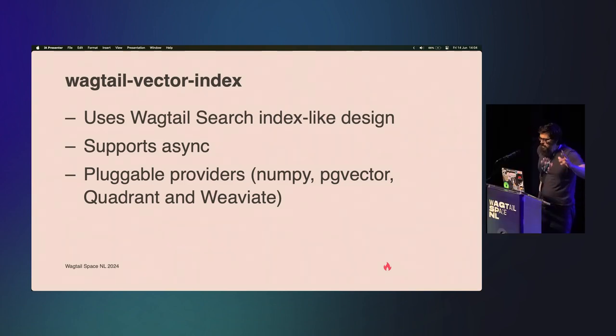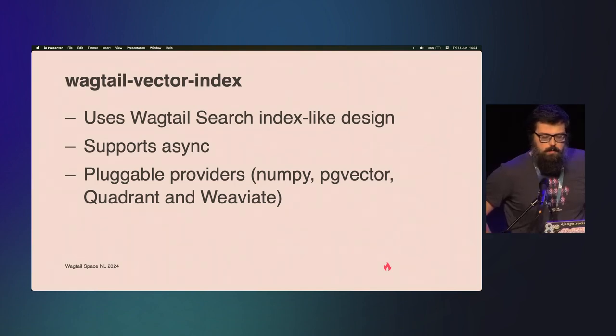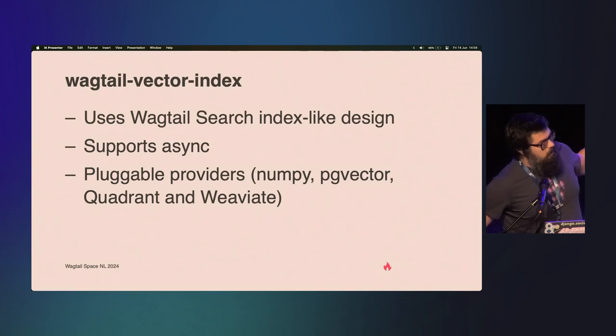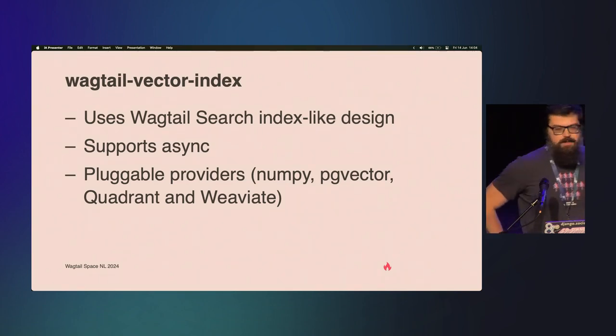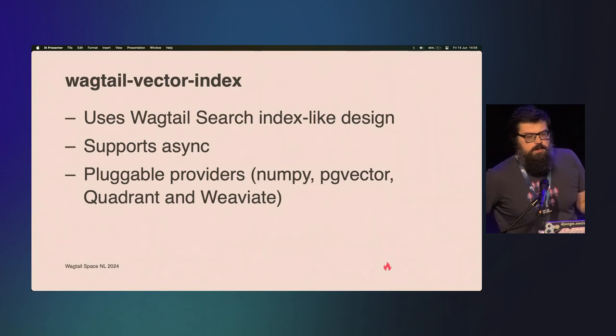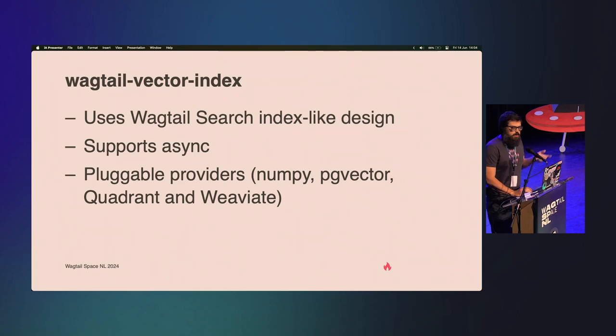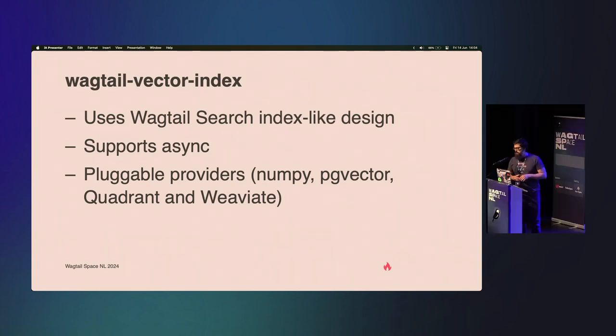So the way we went with it, and we're still coming to an API that would make sense for most people, is that we sort of copied the Wagtail search index design, where you have a mixin and then you define some fields. It supports asynchronous operations, so it started with the LLM package, but we've integrated the LiteLLM package to support that, and that's useful if you want to do streaming responses and chat-like interfaces.